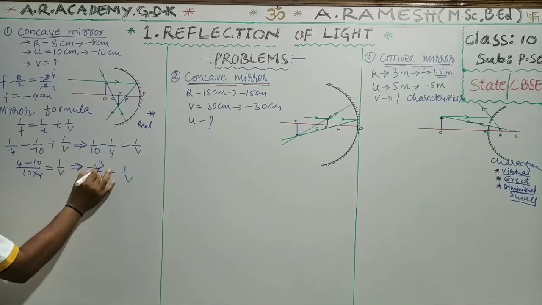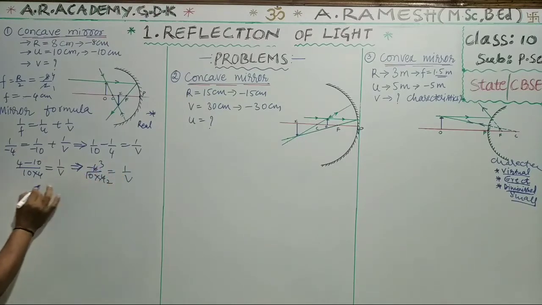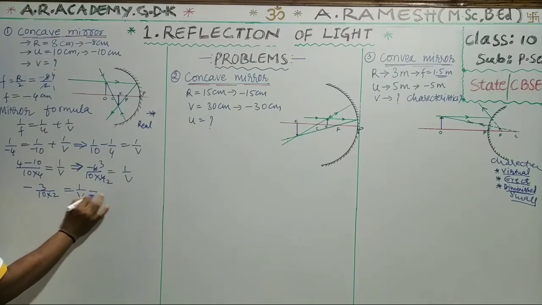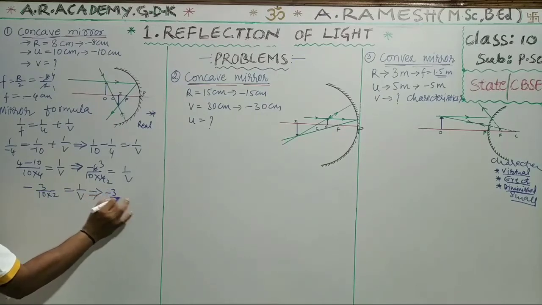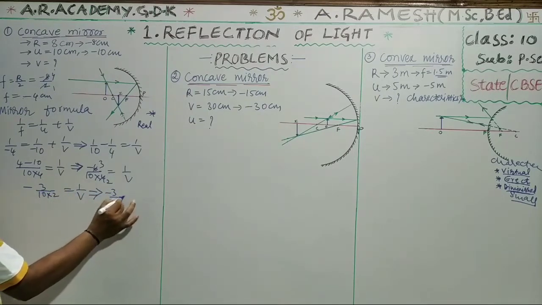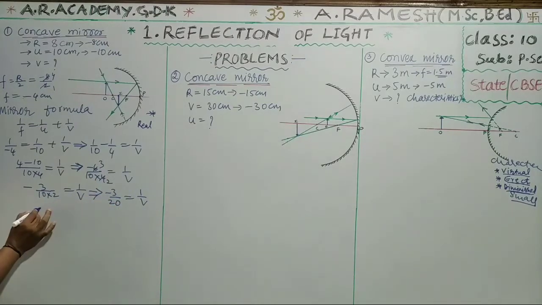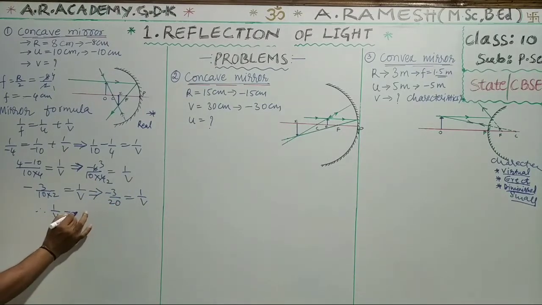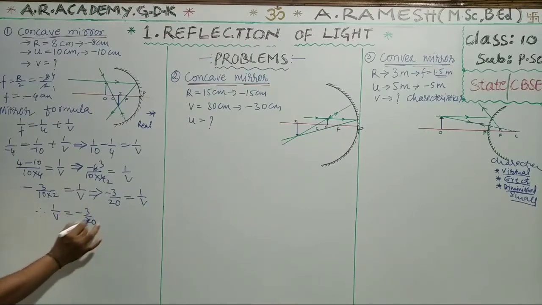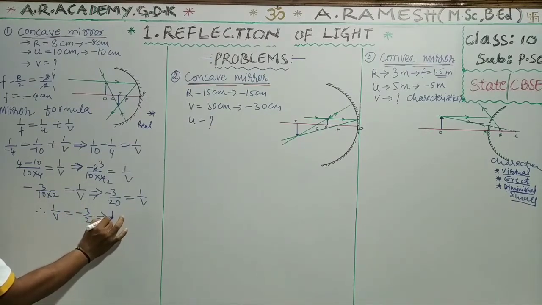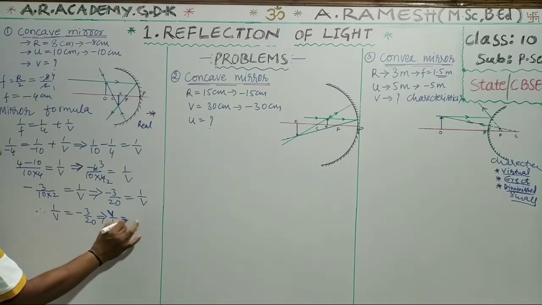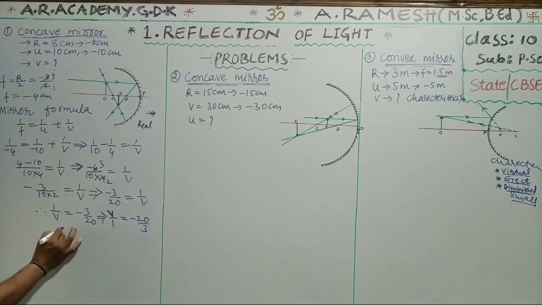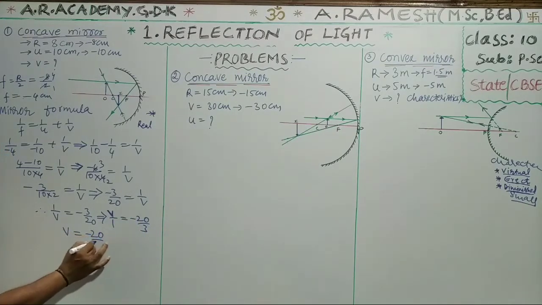Two threes are 6, two twos are 4. So how much will we get? Minus 3 by 10 into 2, that is minus 3 by 20, equals 1 by V. This can be written as 1 by V equals minus 3 by 20. So V by 1 equals minus 20 by 3. So V equals minus 20 by 3.